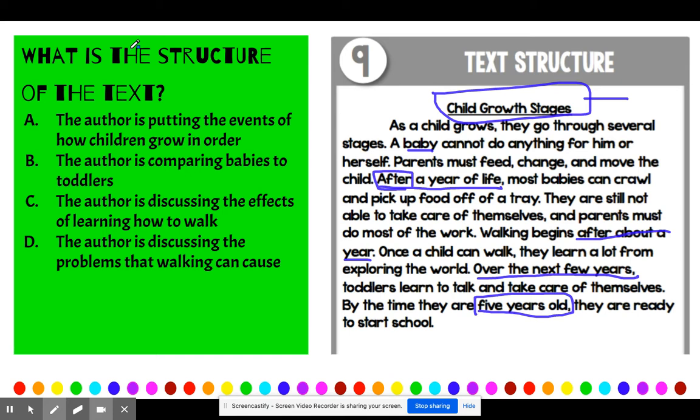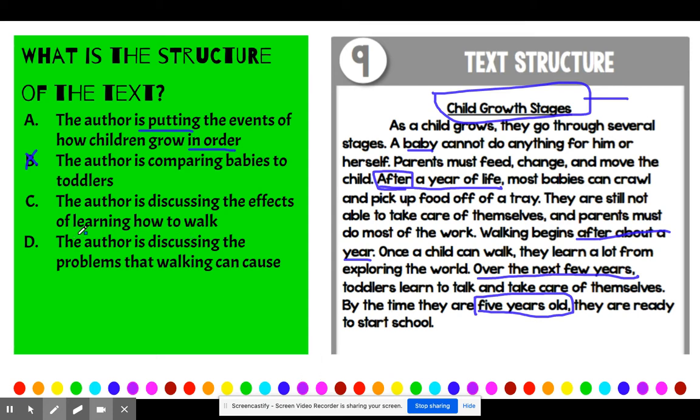Okay, so let's really think. I like this one because it says putting in order, right? Really like that. I don't think that this is the best choice on B because the author's not really comparing babies to toddlers. He does talk about what a baby can do and what a toddler can do, but he didn't tell me how they're the same. He didn't really tell me how they were different, so I don't really think that that's the best choice.